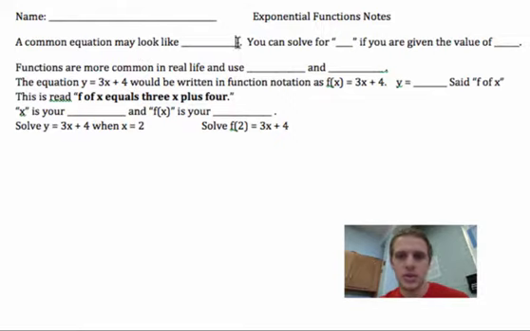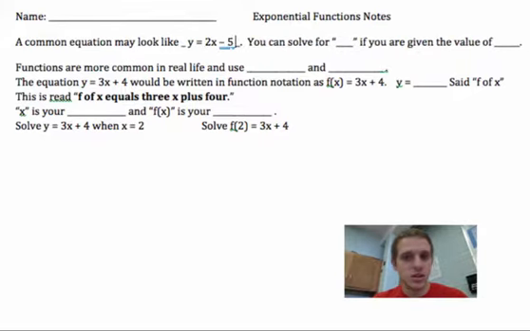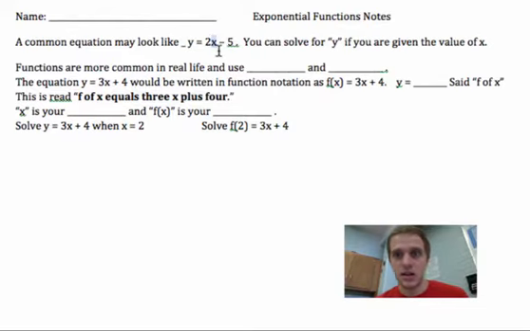So a common equation that you've all seen before might look something like y equals 2x minus 5. That looks like something that you've seen in class before. You are able to solve for the variable y as long as you're given the value of x. So you can solve for this variable y as long as you have some number you can substitute in for x. So say I said x equals 4. You can substitute 4 in for this x and find your value for y.